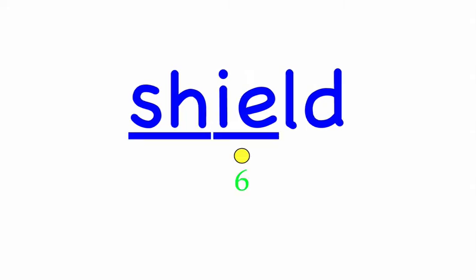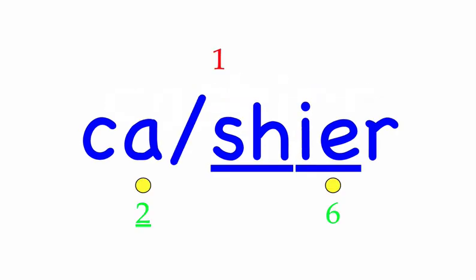Cashier. Cashier. I went to the cashier with the fewest people in line. Cashier. Ca has two sounds. K, A. Shear. Three sounds. Sh, E, R. Cashier. Mark the word. Cashier. Two is underlined under the A, because A is representing its short A sound here, and that's an exception to vowel group 2.